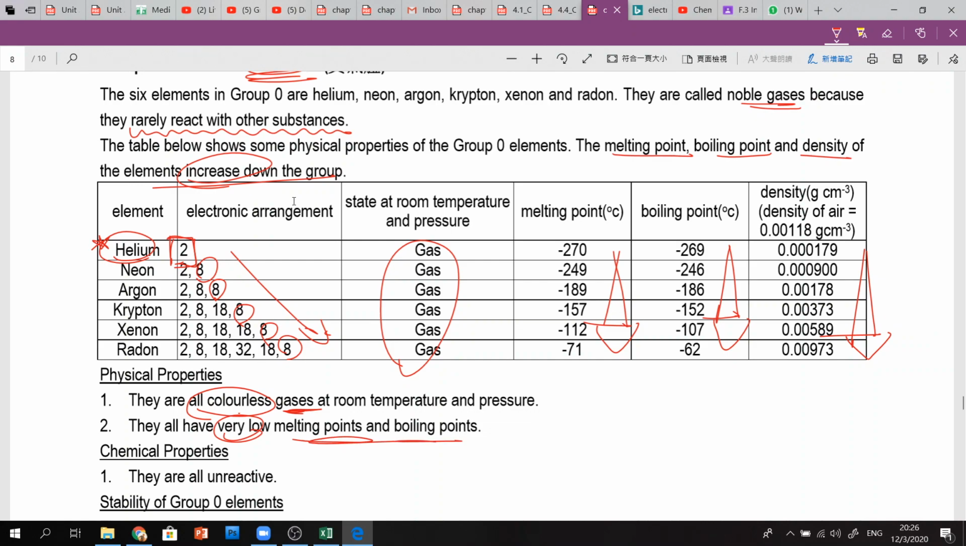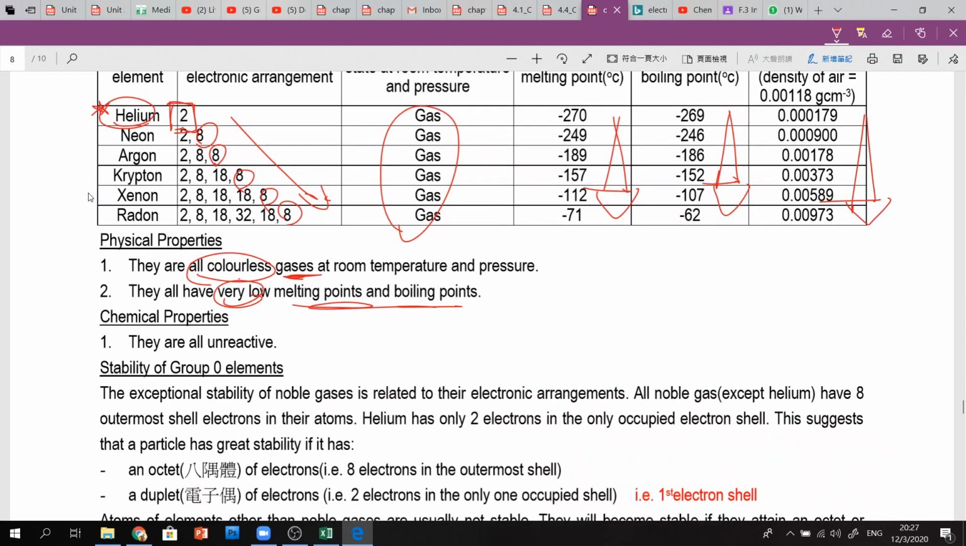When you compare with halogens, it's quite different. Halogens are colored, and their melting point and boiling point are a little bit higher than noble gases when you compare within the same period. Now, the chemical property is very simple. They are all unreactive. Why? How come group 0 elements are quite stable? That stability, we call it exceptional, 例外, very, very high. The very high stability of the noble gas is related to the electronic arrangement.